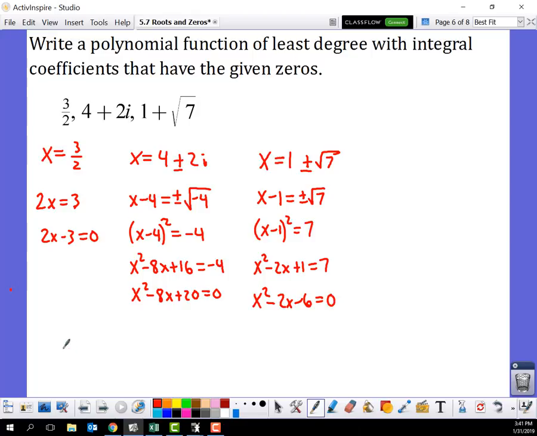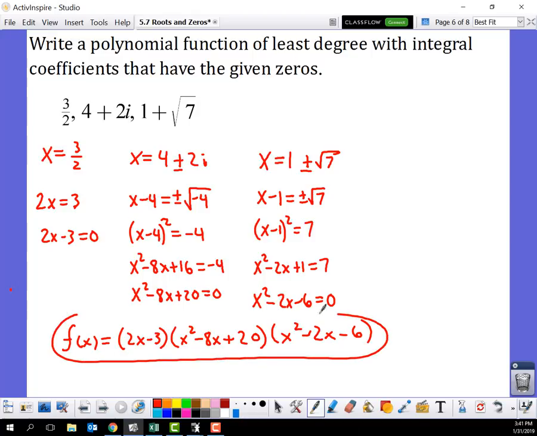So then you put it all back together in factored form, and we have 2x minus 3, times x squared minus 8x plus 20, times x squared minus 2x minus 6. Now that multiplication is about as spicy as it comes. Okay, so I'm going to leave you there for the sake of time. Just have you multiply that out yourself.